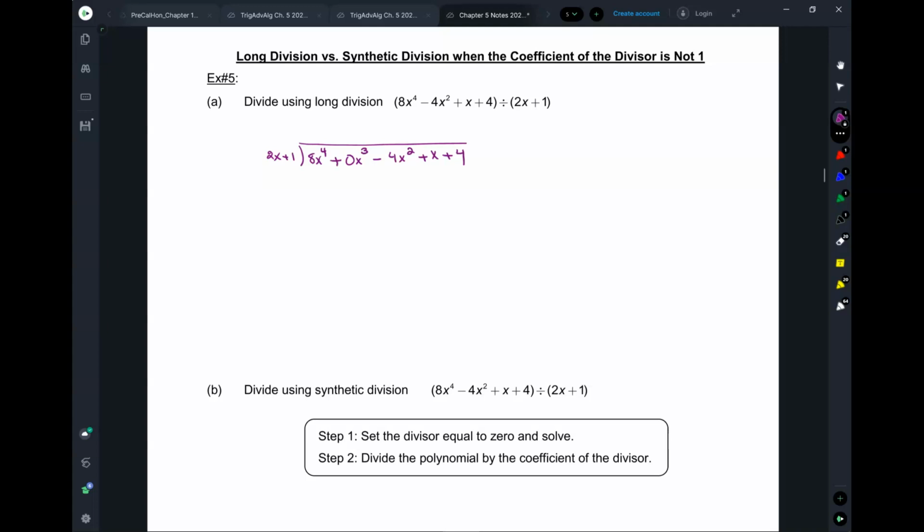Okay, we're good? All right. So now, let's go ahead and start. First term divided by first term. What am I going to get? 4x cubed. Multiply, you get 8x to the 4 plus 4x cubed. Notice, every single time, because we're dividing this first and then multiplying, these two have got to be the same. Now, change the signs and add. I'll get your question in a second. Change the signs and add them.